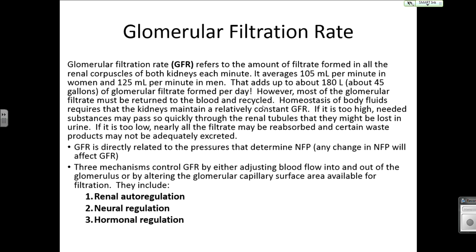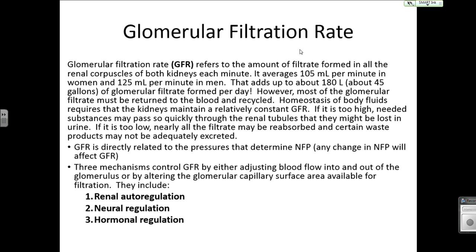What we do, though, is we do filter it out, but as I've been saying, we put it right back into the blood. So, most of the glomerular filtrate must be returned to the blood and recycled. Homeostasis of body fluids requires our kidneys maintain a relatively constant GFR. So these numbers, 105 mils per minute, 125 mils per minute in men, they should stay pretty much constant. Okay. If it's too high, we might lose too much.